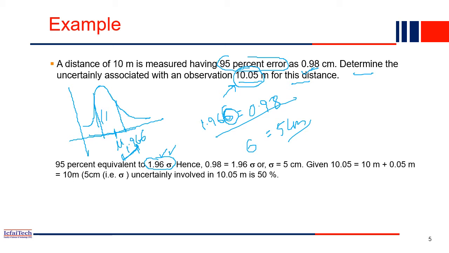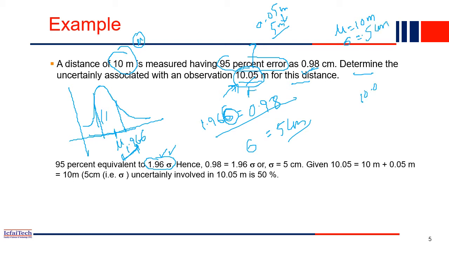Originally, how much was the length? The length is 10 meter. You can consider 10 meter as mu, and in the new measurement you got 10.05. So how much is the increase? The difference is 0.05 meter, which converted into centimeters is 5 centimeters. So the 5 centimeter is the extra, right? You have mu value 10 meter, and the standard deviation sigma we already computed as 5 centimeter, and the new observation you got is 10.05.